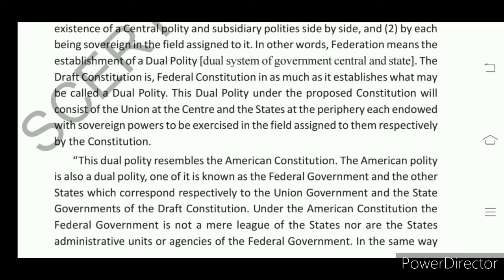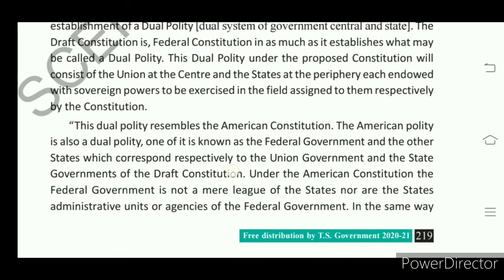So here we find a special feature drafted by the drafting committee: dual polity with a single citizenship. Our Indian Constitution is a dual polity with a single citizenship.